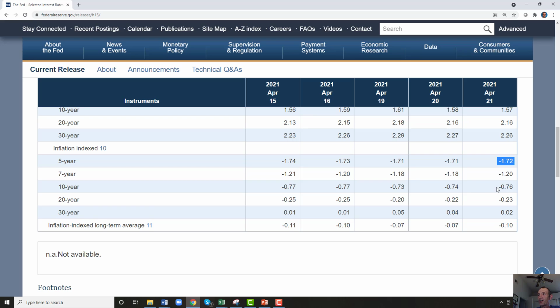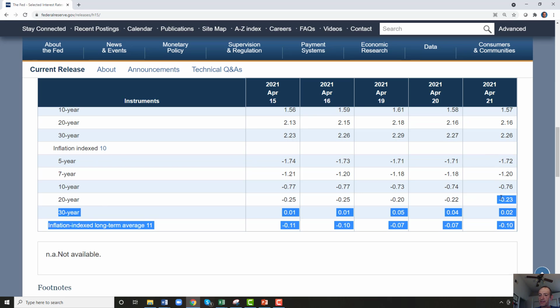The 10-year is also negative. While I thought the 5-year could go negative, I never thought the 10-year could go negative, but it's gone negative a few times. Pretty amazing. Just shows you the environment that we are in. So it's at negative 0.76%. And even the 20-year is still negative.